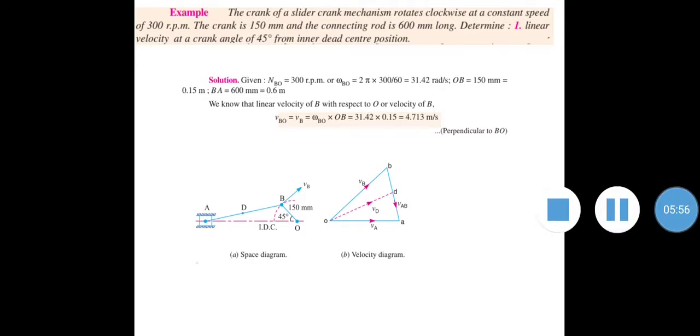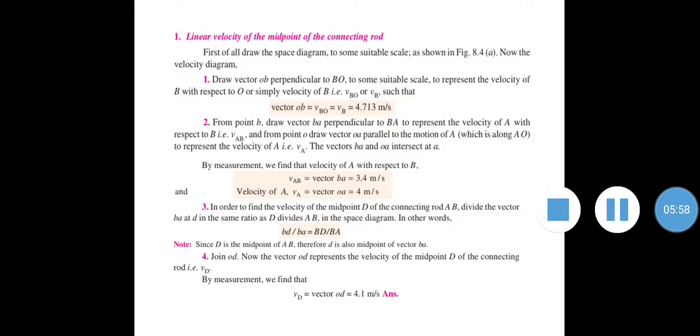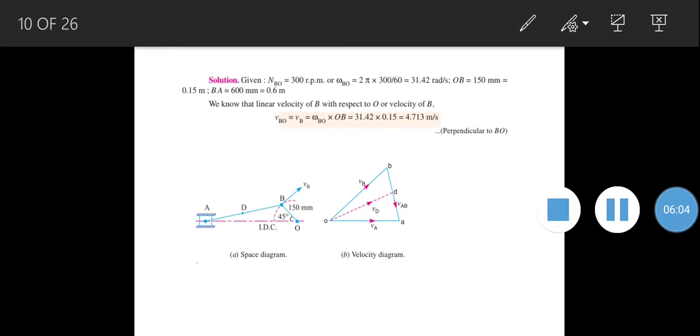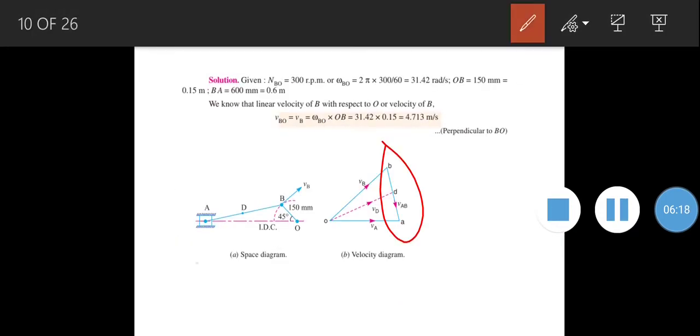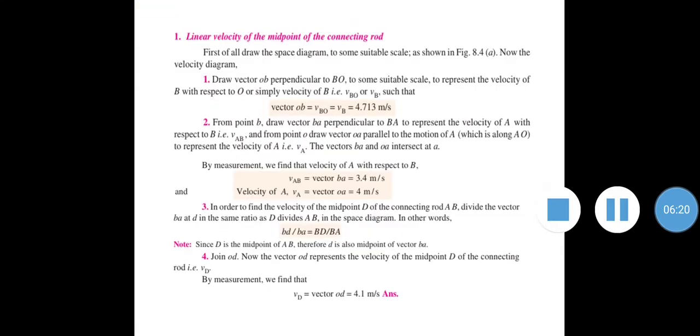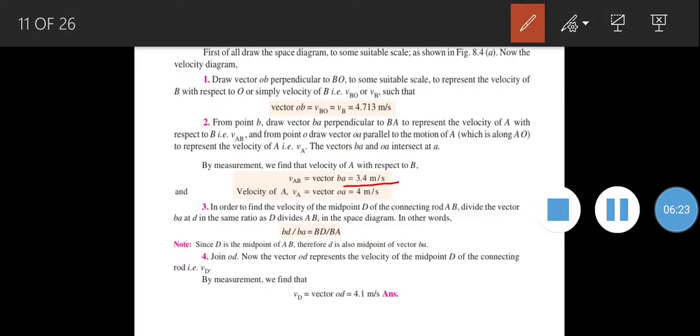Once we have the velocity diagram, we measure the length of vector BA. According to the scale measurement, we have obtained it as 3.4 meter per second. In the same way we measure the vector OA and get it as 4. This is how we get the velocity of AB and the velocity of point A.